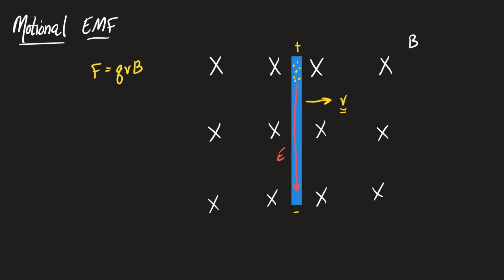Now, the forces will pile up until there's enough charged particles to create another force on them. So we want the charges to pile up, but they will stop piling up when the net force on the charges is zero. So as the charged particles pile up and the electric field builds, there'll be another force on the charged particles from the electric field equal to QE. So at this moment, we get QVB equals QE.